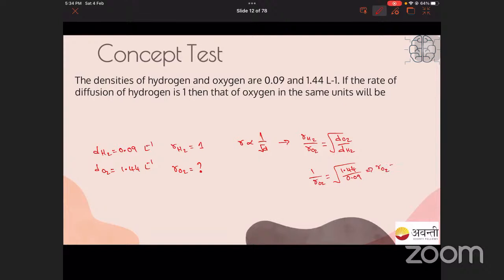Just rearrange it properly. r of O2 is equal to under root 9 by 144. This is nothing but 9 ones are 9, 9 16s are 144. So r of O2 is equal to under root 1 by 16. That is nothing but 1 by 4. What is the rate of oxygen? Nothing but 1 by 4. Clear, everyone, how to find it? Just see the relations, what is the given data and what you need to relate. Do you have any questions in this problem?